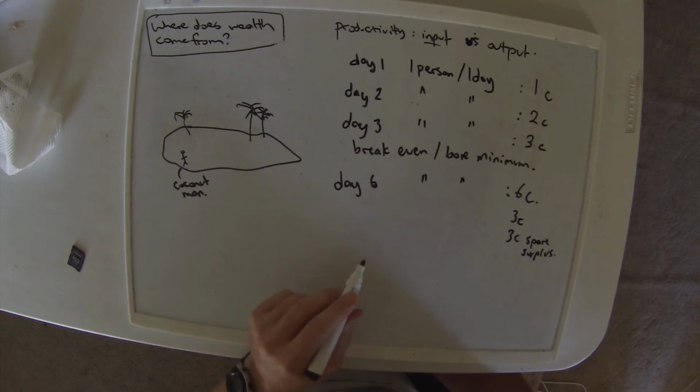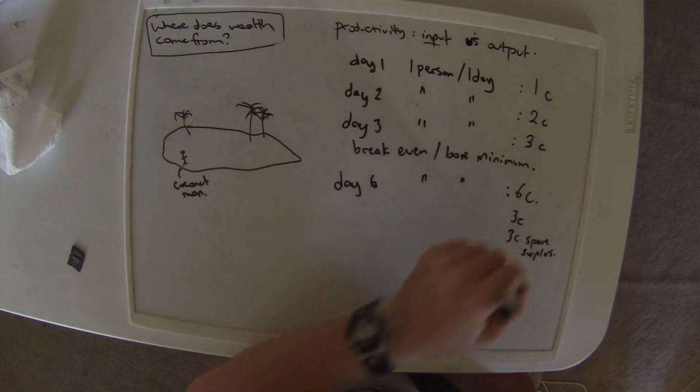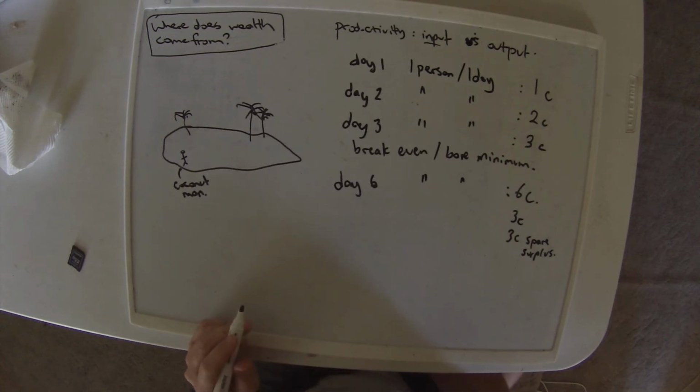So on day 7 he could have a day off if he wanted to, because he's already got the food he needs for that day. Or what he can do is, knowing that he's got the food that he needs in the bank, he could go fishing and attempt to catch some fish and diversify his range of things that he consumes.